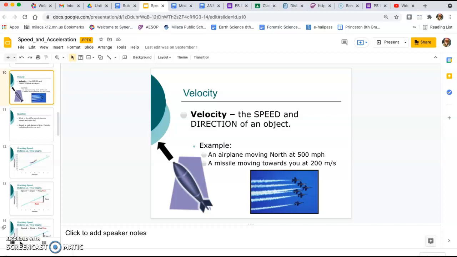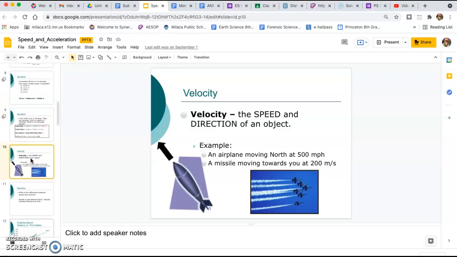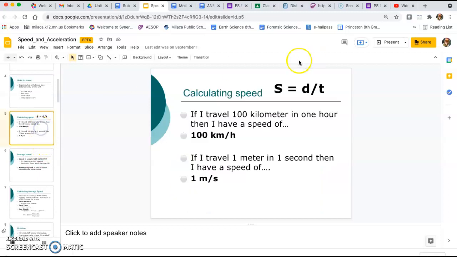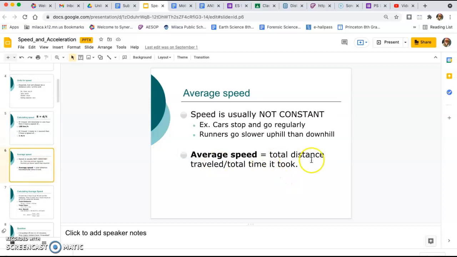So yesterday we talked about motion and speed and how we calculate speed. And remember, speed is distance over time. And we said that the average speed would be the total distance traveled over the total time it took. So even if we have a change in speed, because we don't typically go a constant speed, normally we're speeding up or slowing down, we can still find that average speed, right? That's the total distance traveled over the total time that it took.